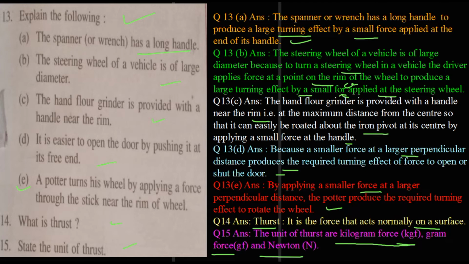Here is the relation between these three. What is the relation? 1 kgf is equal to 1000 gf. Right? 1 kgf is equal to 10 Newton. This is nearly, right? And 1 Newton is nearly equal to 100 gf. Right? Now next question.